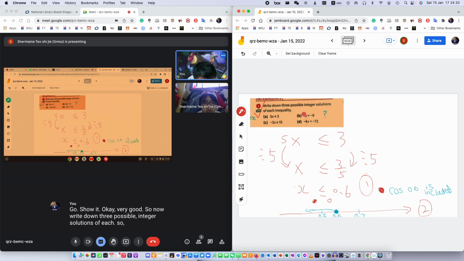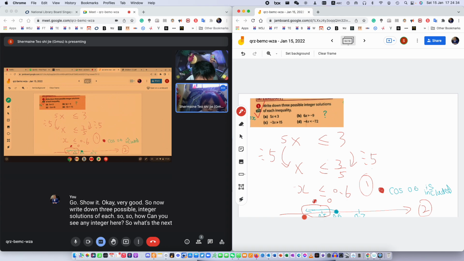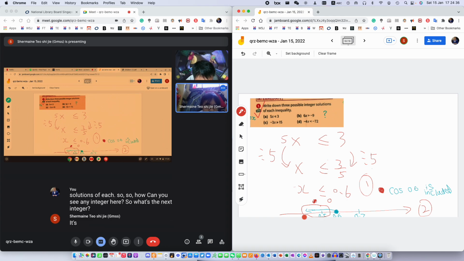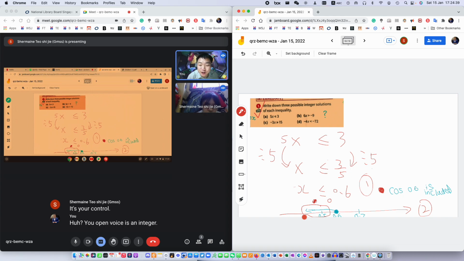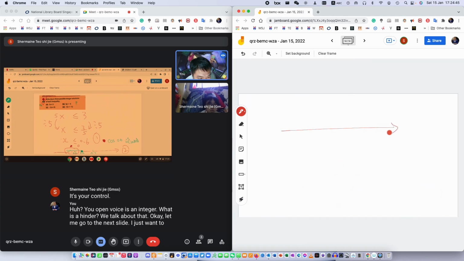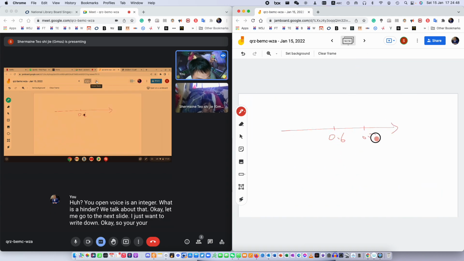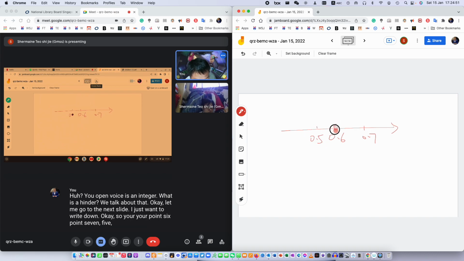So how? Can you see any integer here? No? So what's the next integer? 0.4. Is 0.4 an integer? What is an integer? We talked about that. Okay, let me go to the next slide. I just want to write down. Okay, so your 0.6, 0.7, 0.5. So your solution is this. Solid, and then to the left. What's the next integer?